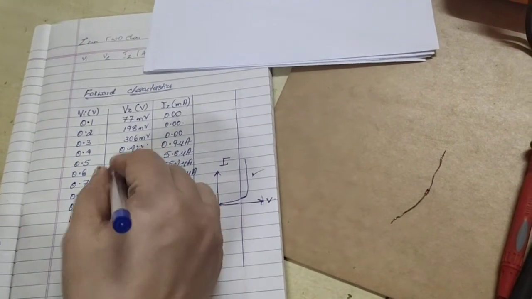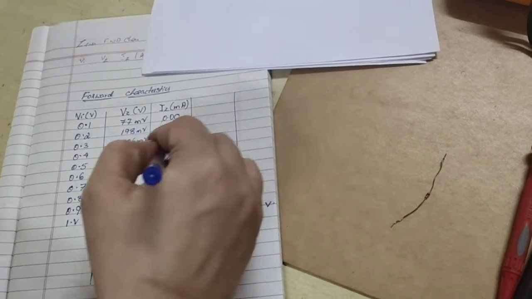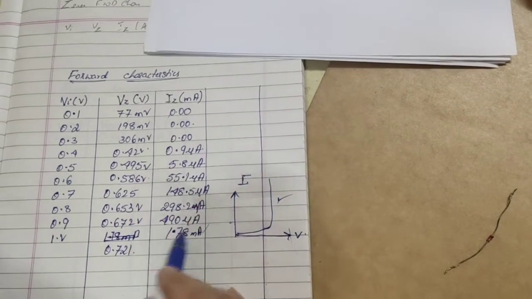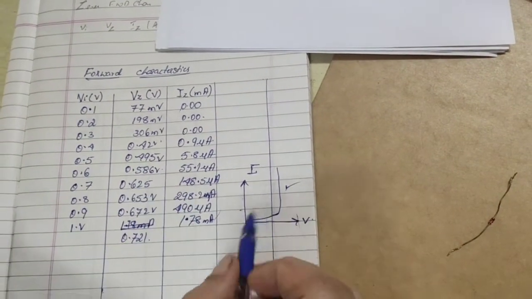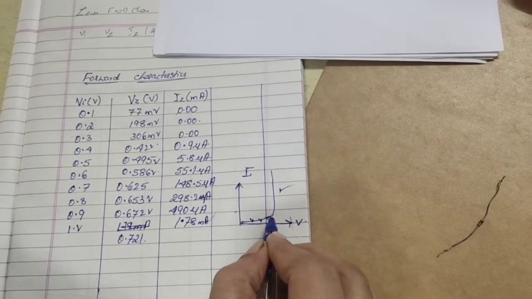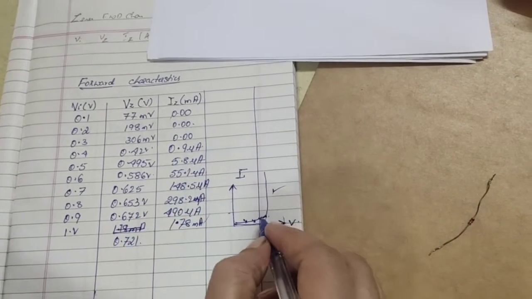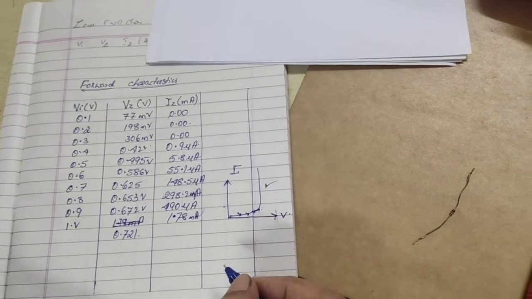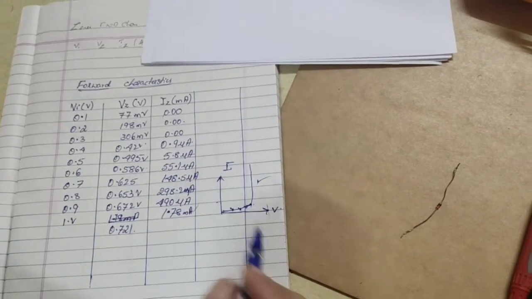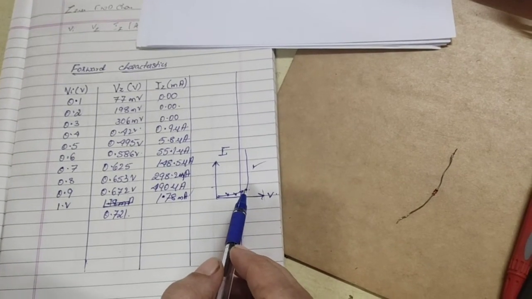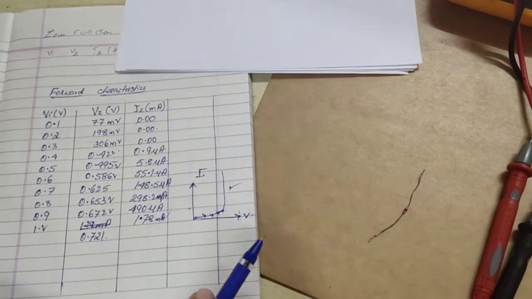Because we have reached that sudden shooting operation here for the current, whereas voltage has not varied much. You can make out it is a very slight increment in the voltage, whereas the current has suddenly shot up. So with these values you can plot the forward characteristics. Now let us move on to the reverse characteristic.